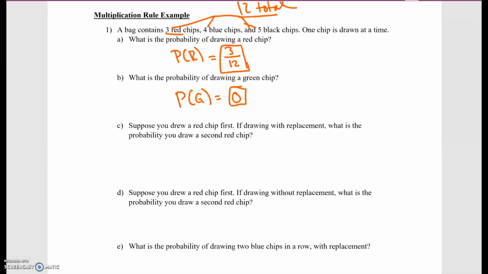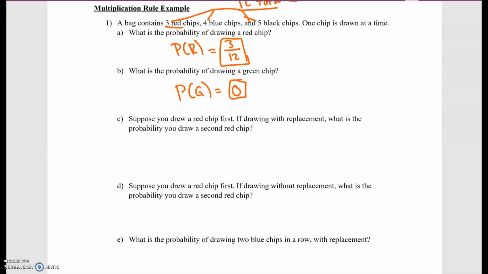Okay, so now suppose you drew a red chip first. If drawing with replacement, what is the probability that you draw a second red chip? So I drew a red chip first, and now I'm replacing it back. That's what this replacement means. So what is the probability that my second one will be red also? If my first one was red, you can write this as given that the first one was red.